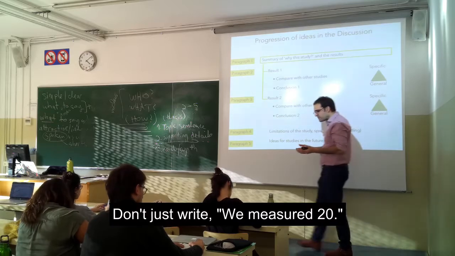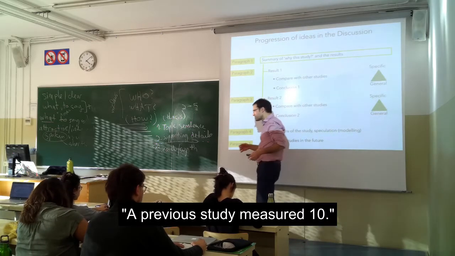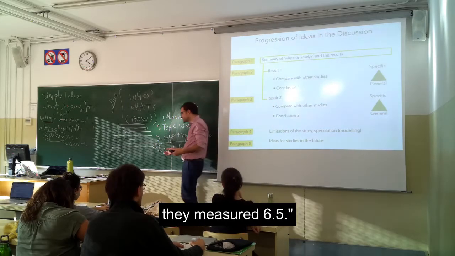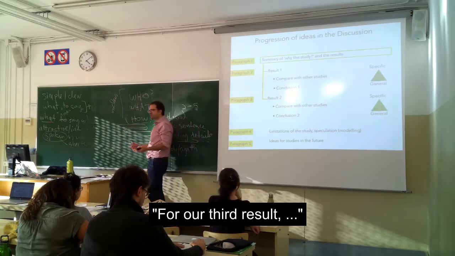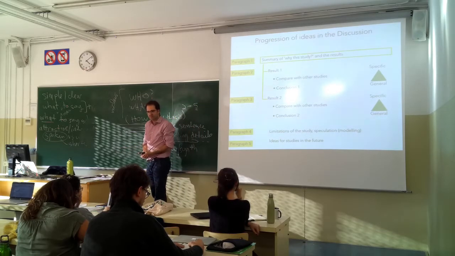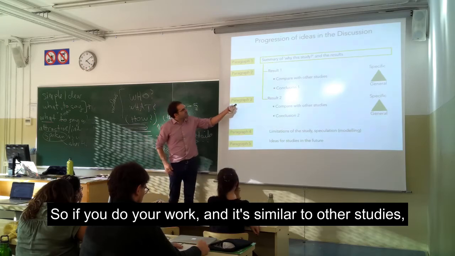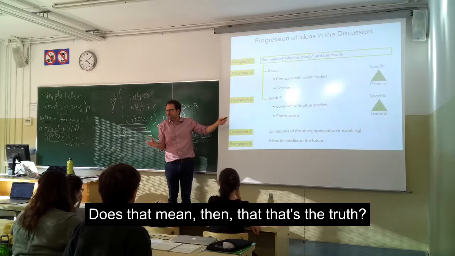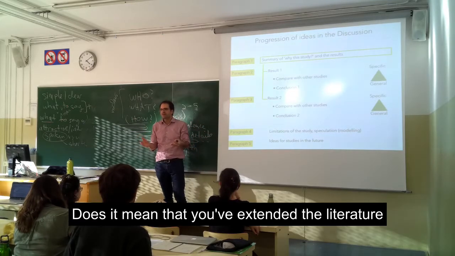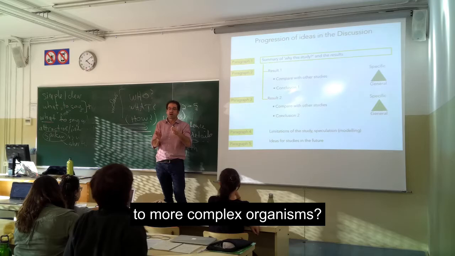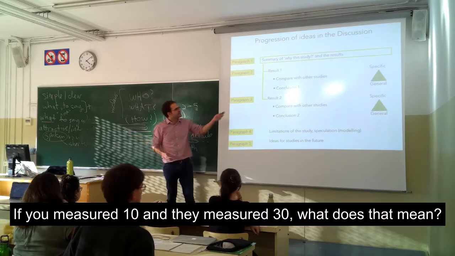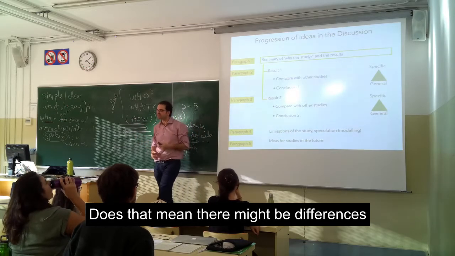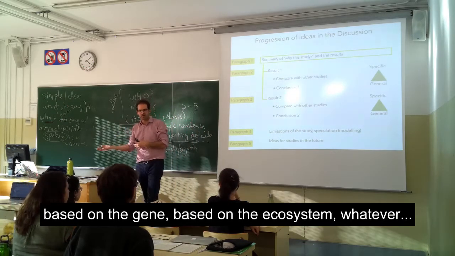And then very important, which you may often forget, not just younger scientists, come to some conclusion. Don't just write, we measured 20, and a previous study measured 10. Moving onward to the next result, we measured 5, they measured 6.5. For our third result, because what is that? That doesn't help. So if you do your work, and it's similar to other studies, make some useful conclusion of that. Does that mean then that that's the truth? Does it mean that you've extended the literature to more complex organisms? What does it mean? If you measure 10 and they measure 30, what does that mean? Does that mean there might be differences based on the gene, based on the ecosystem, whatever?